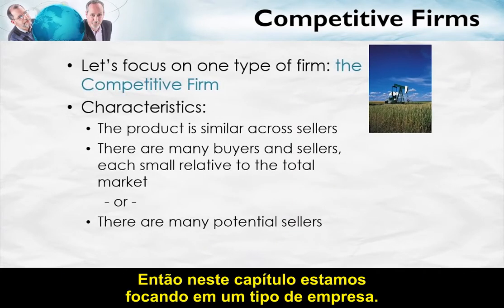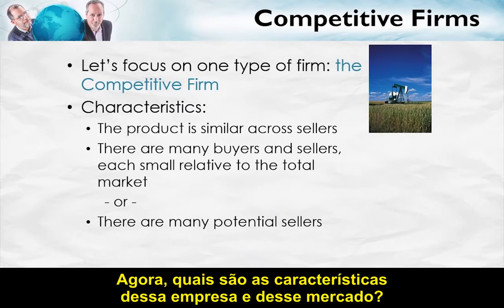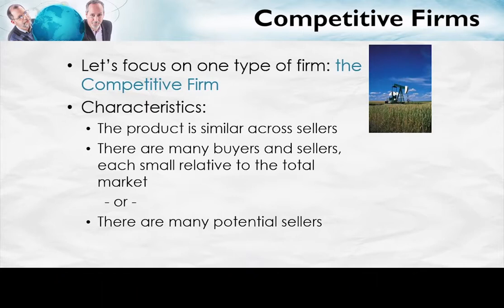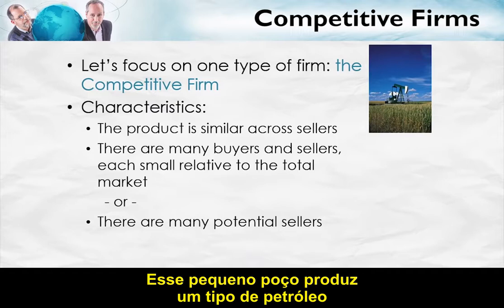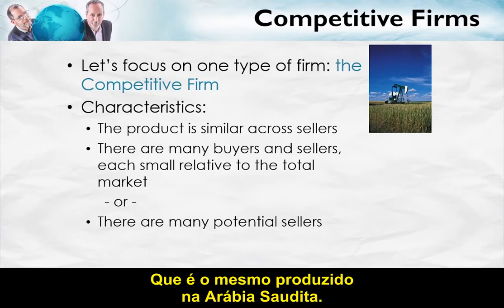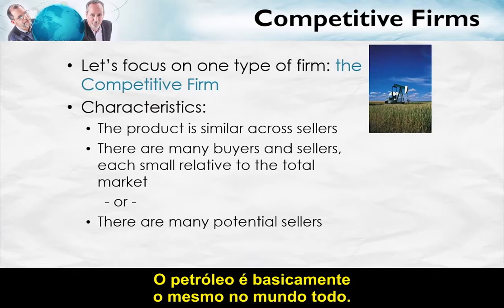So we're focusing in this chapter on one type of firm, the competitive firm, the firm in a competitive market. Now, what are the characteristics of this firm and market? Well, the product that the firm sells is similar across many different sellers. So think about this stripper oil well. This small oil well produces oil which is pretty much the same as the oil produced by the well next door, which is pretty much the same as the oil produced by a well in Saudi Arabia, which is pretty much the same as the oil produced from Mexico or from the North Sea, and so forth. Oil is pretty much the same all over the world.